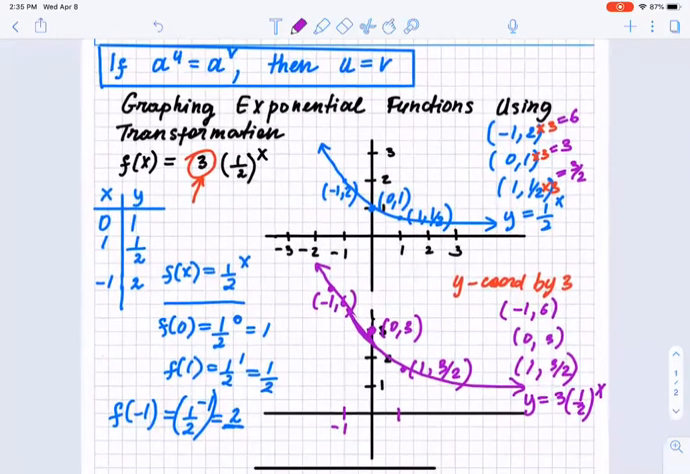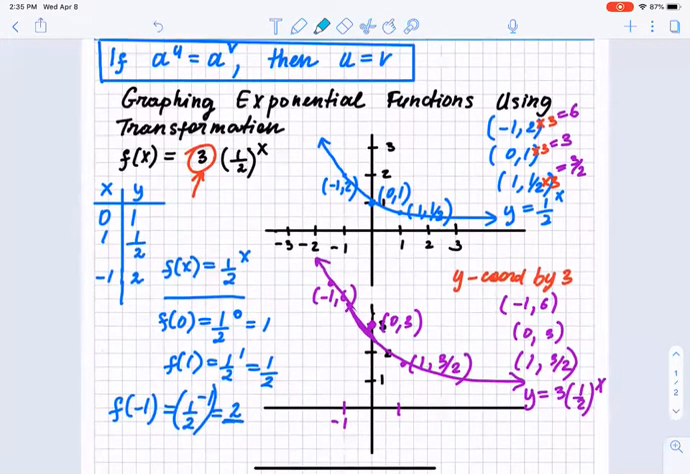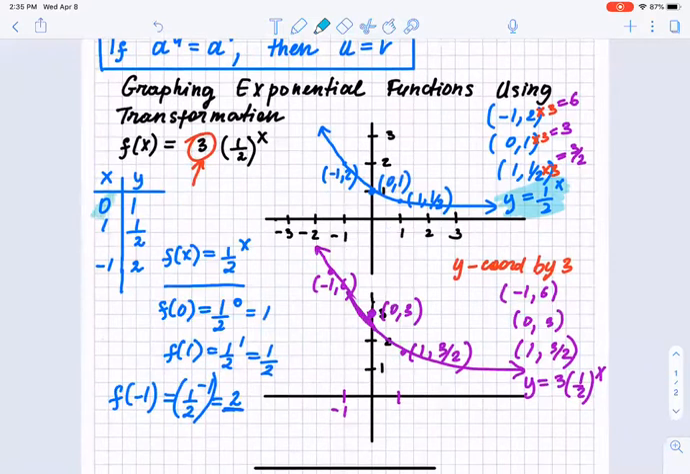So we graphed this exponential function using transformation. First, in the blue one, we did this one, y equals (1/2) to the power of x. We found these points by plugging in any values for x. If you plug in 0, you get 1. If you plug in 1 for x, you get 1/2 for y. If you plug in -1, you get 2. So here are the three points. This is a graph of (1/2) to the power of x.